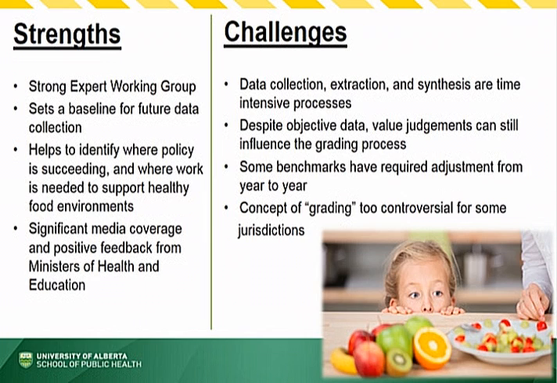Some of the challenges, though, are that it's a very time-intensive process, so there are 33 indicators needing data to be collected, and getting the right contacts and permission can be quite challenging. It can also be hard to get data that will be consistently released in Alberta for annual comparisons. And it's essential to be consistent with applying the grading criteria, but with certain benchmarks, it's inevitable that some subjectivity and value judgments may come into play. And some benchmarks have needed to be adjusted from year to year, depending on what's relevant to include on the public health agenda. And finally, some jurisdictions may find the grading process to be rather controversial if the findings happen to put that jurisdiction in a poor light.